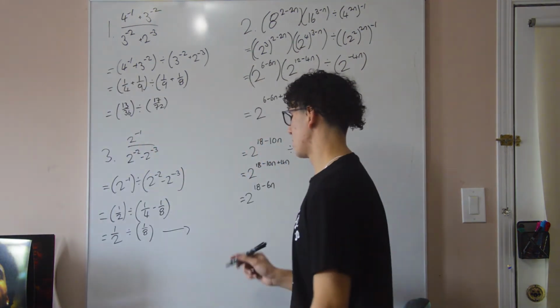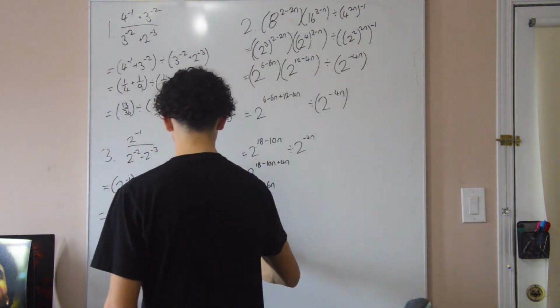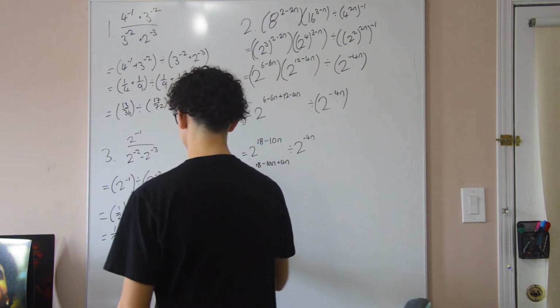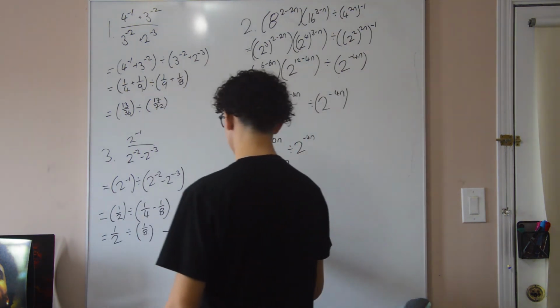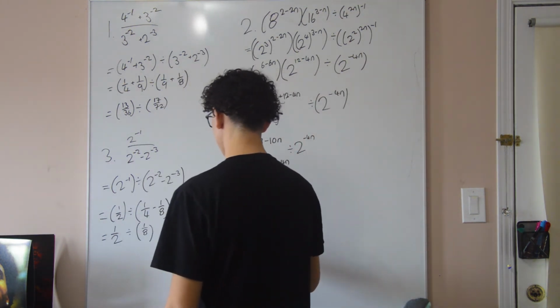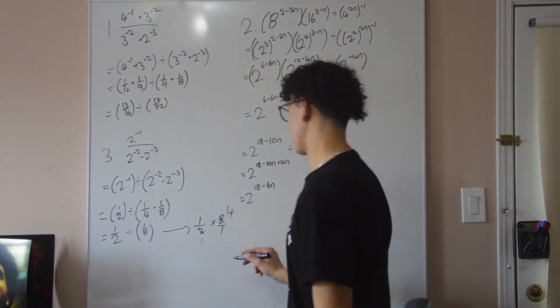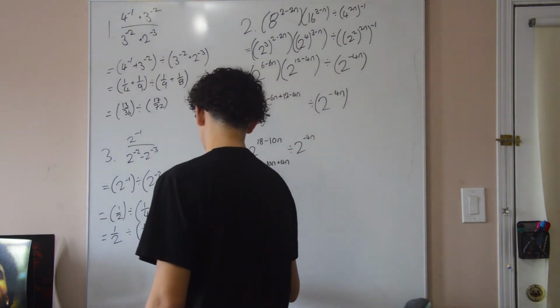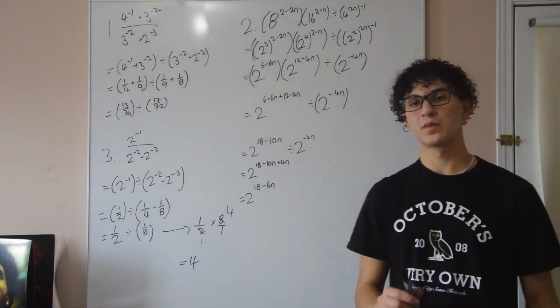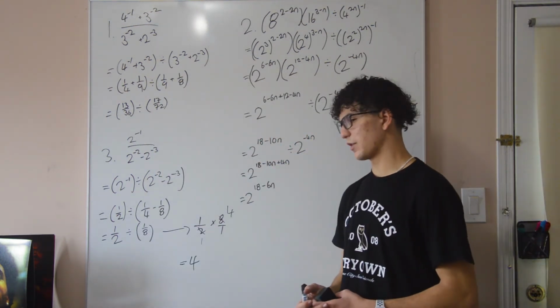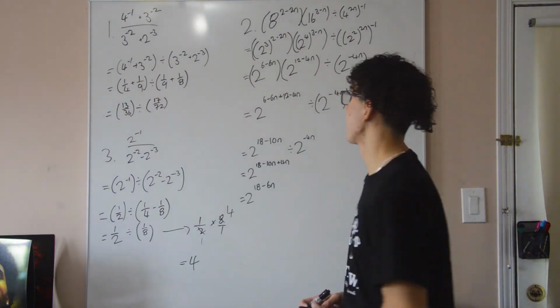Just like that. So then it becomes 1 over 2 times, and we're going to flip 1 over 8, so 8 over 1, or just 8. And we can cross out that to become a 1, that to become a 4, and our final answer is 4. Let's move on to the next.